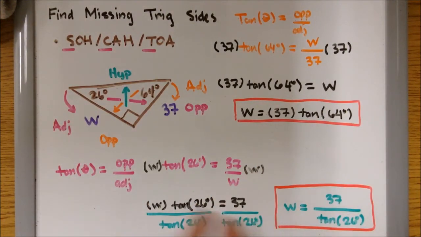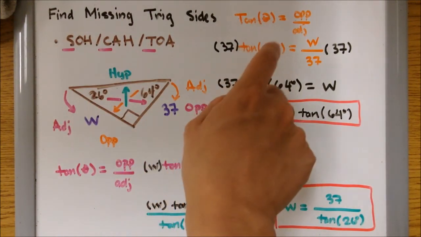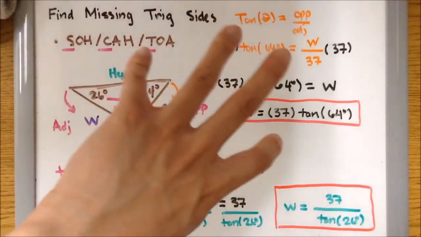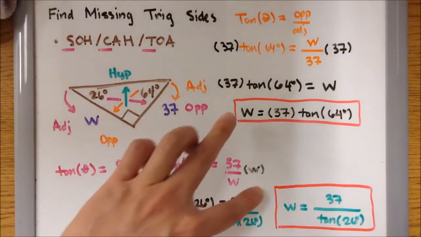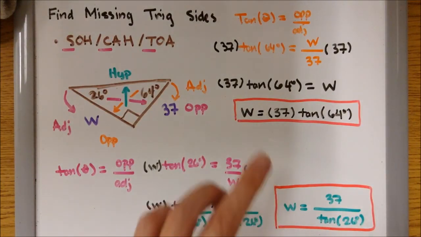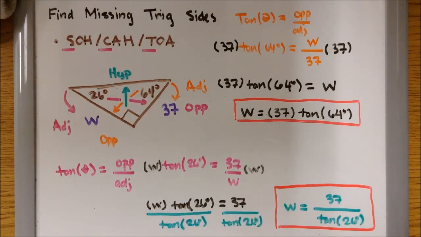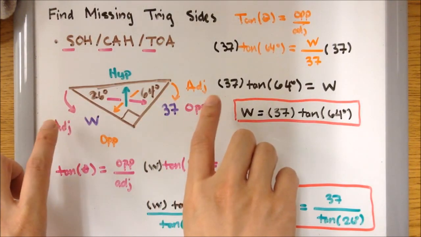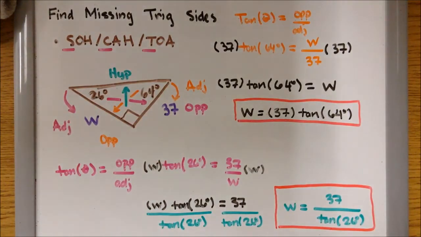So as you can see here on how I set it up, either using the 26 degrees or the 64 degrees, and then working it out to get W by itself, it looks different, but if you plug this into the calculator, you will get the same answer. So for this example, even though we use tangent twice, because for both angles we're using opposite and adjacent, we got different forms. So in the end, it doesn't matter which one you use as long as you set it up correctly.